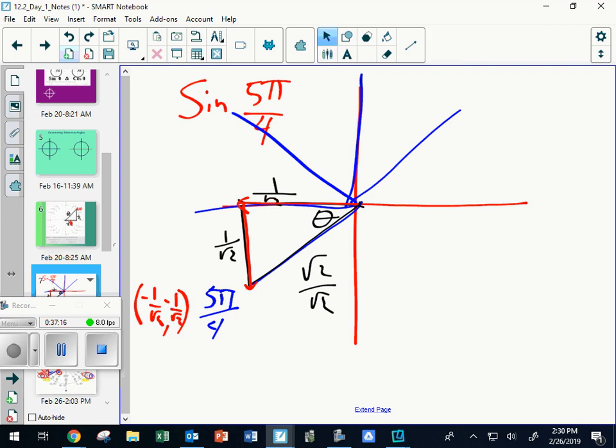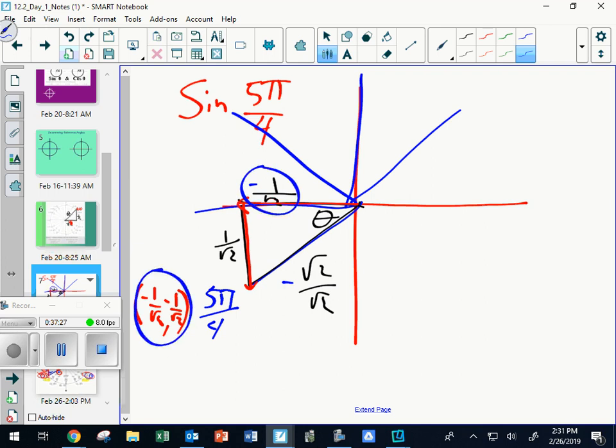And the y is, don't forget the negatives. That is the most common mistake in circle trig. I didn't label them with negatives on the graph. I did it here, but okay, so sine is which one? It's the y. There it is. Negative 1 over root 2.